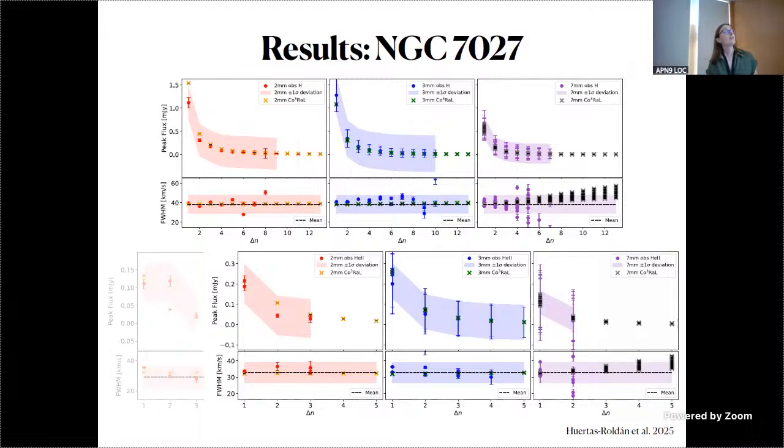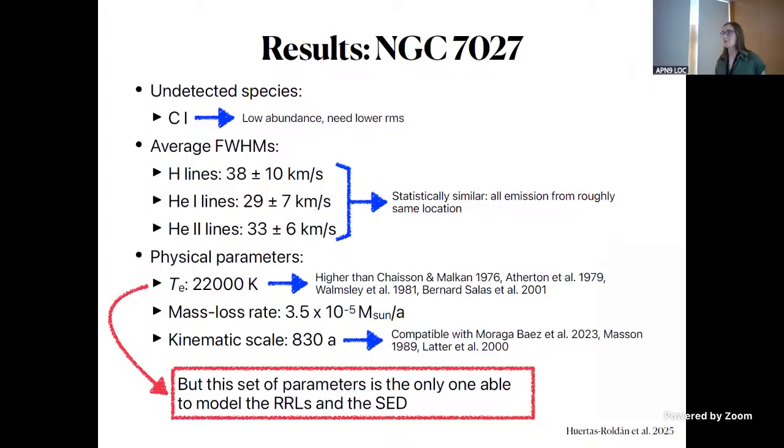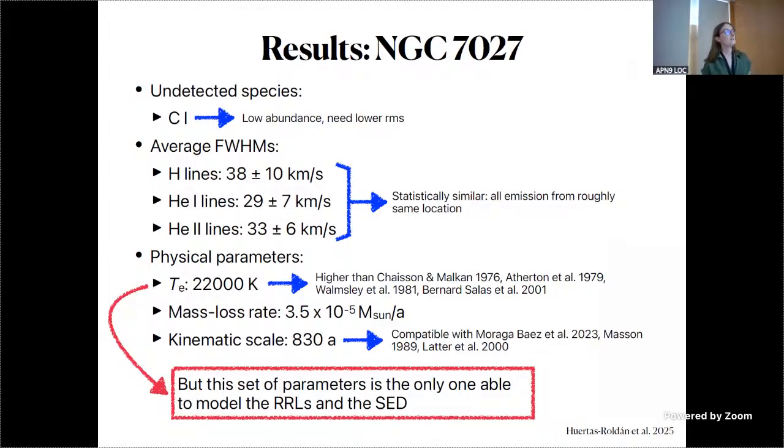Again, we didn't observe carbon radio recombination lines, probably due to the low abundance in that area. We also compared the full widths at half maximum, and in this case the values are rather similar. So we concluded that the emission is roughly from the same location around the central star. We found similar results if we compare with IC 418.